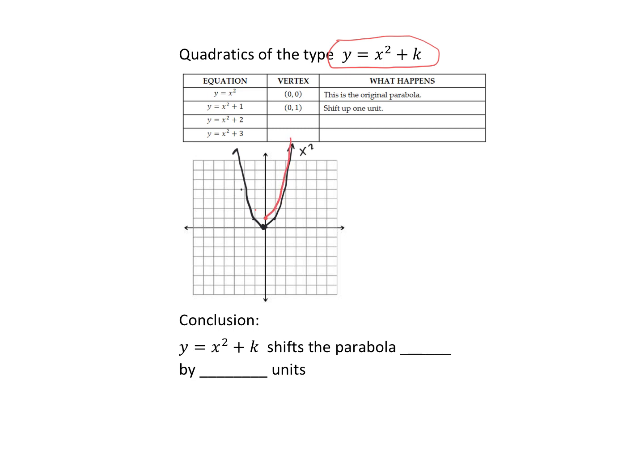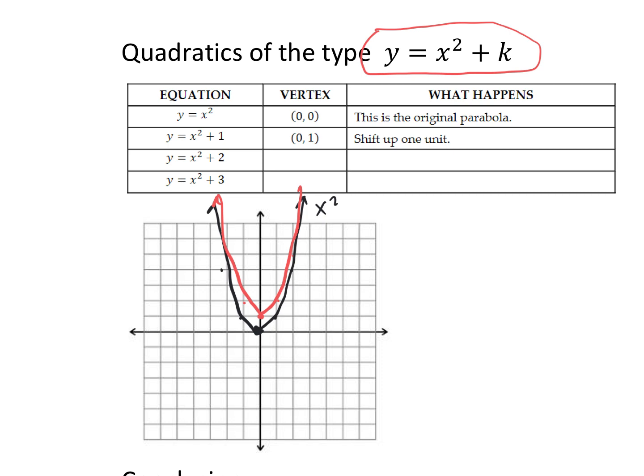So it's going to look like this. So it's going to have the same shape. The shape's not going to change. It's going to look the same, but it's just going to shift up 1. So in this table here, my new vertex, the original one was at (0, 0). Now the new vertex is at (0, 1). Then I'm going to do x squared plus 2.